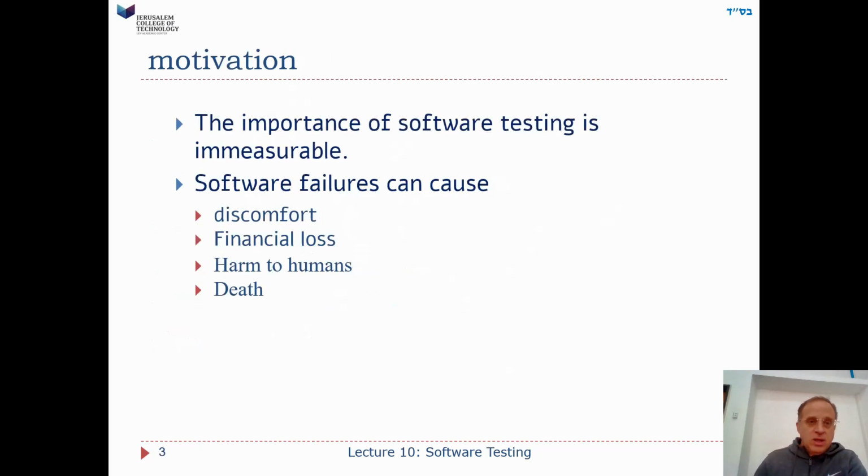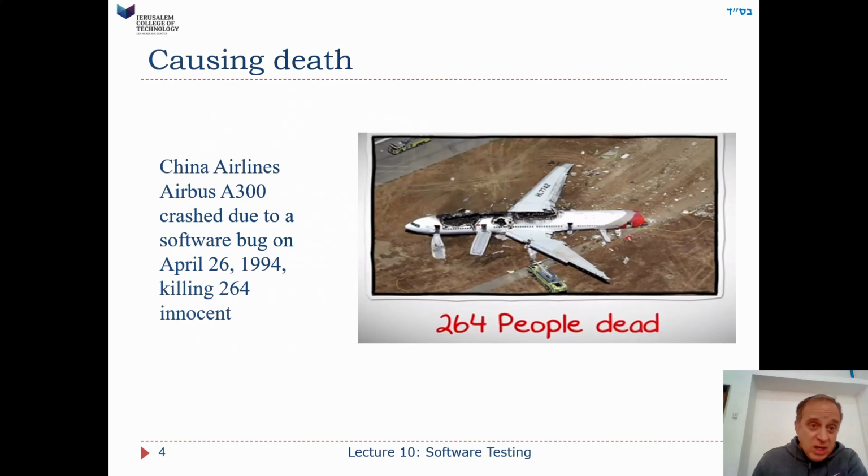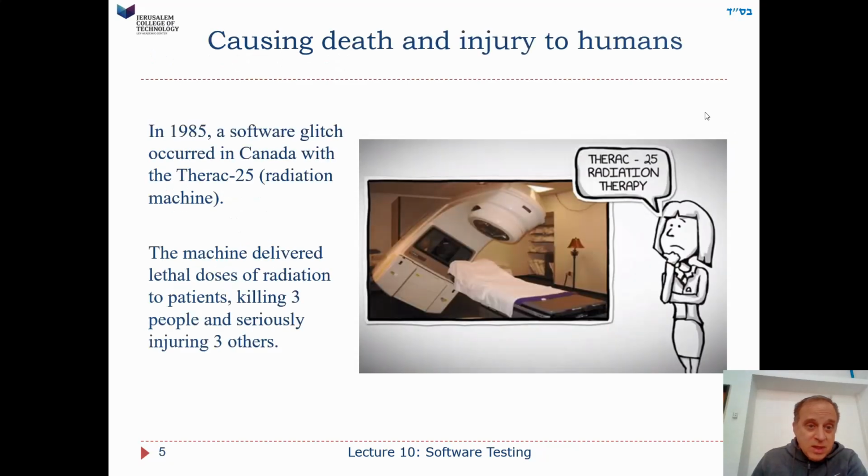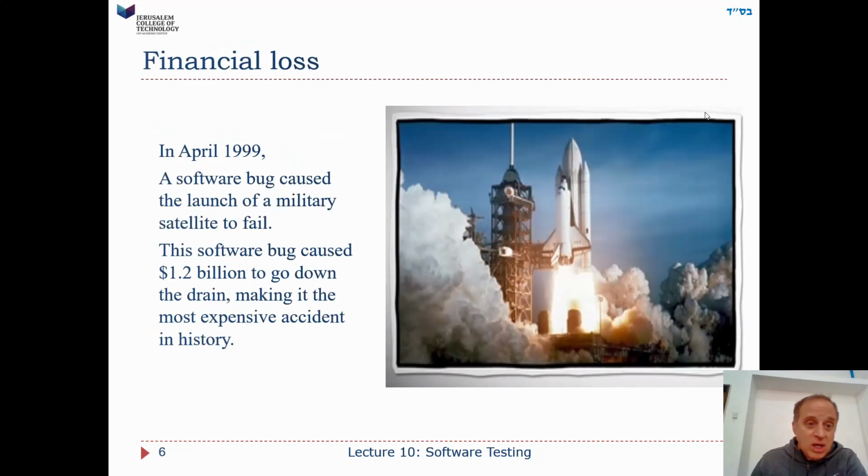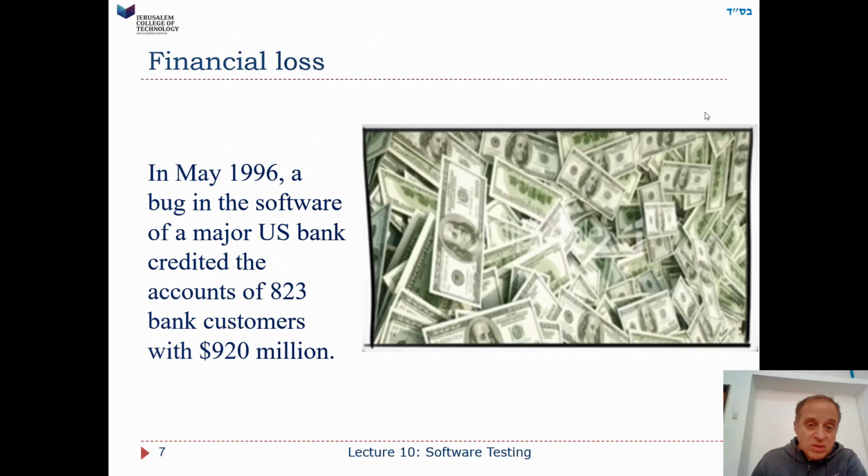Okay. Importance of software testing is immeasurable. Software failures can cause discomfort, even financial loss, even harm to people and death. And here are some examples. An airline crash in 1994 was due to a software bug. In '85, there was extra radiation given to somebody because these radiation machines are controlled by computers. In 1999, there was a bug that caused the launch of a military satellite to fail. This cost over $1 billion.